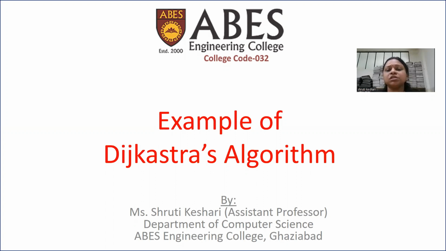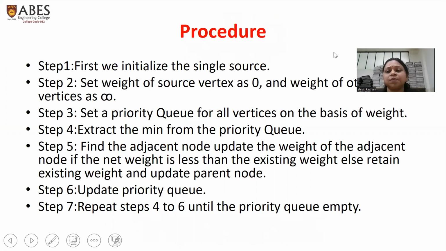Today I'm going to discuss some examples of Dijkstra's algorithm. This algorithm is useful to find the shortest path for a single source. These are the steps to solve the particular problem.